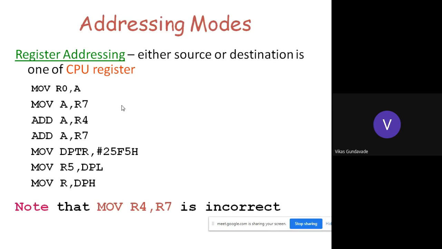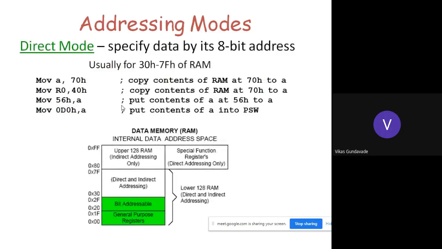So this is the register addressing mode. The next one is direct addressing mode. So in this direct addressing mode, the memory location is pointed directly by its address. Okay. So we have seen, for the data memory, we have the general purpose registers, then the bit addressable locations, and after that the direct address scratch pad. So this scratch pad has different addresses for different locations.